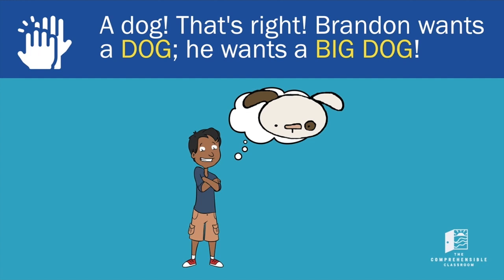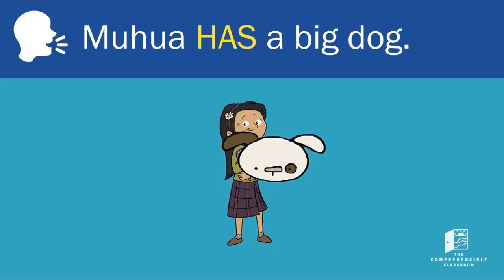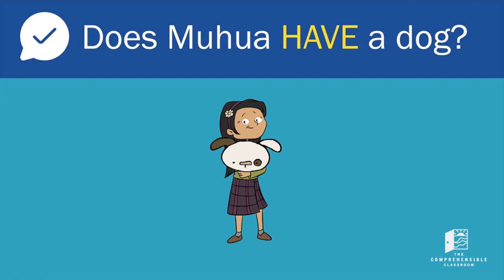A dog, that's right. Brandon wants a dog. He wants a big dog. This is Muwa. Oh my word, we're on another statement already and we only asked one circling question? You bet, my kids can handle it. Muwa has a big dog. I'm going to contrast these verbs, wants and has. Muwa has a big dog.